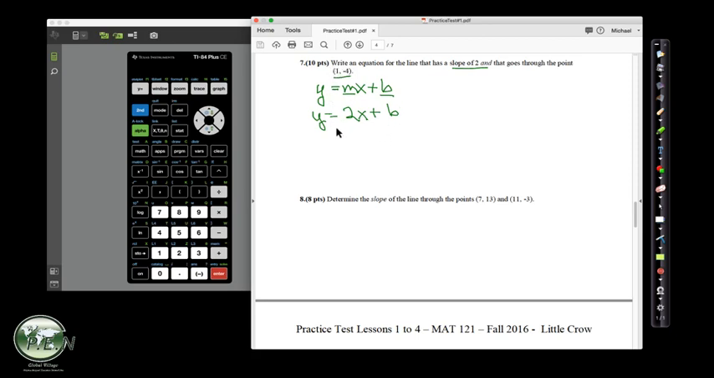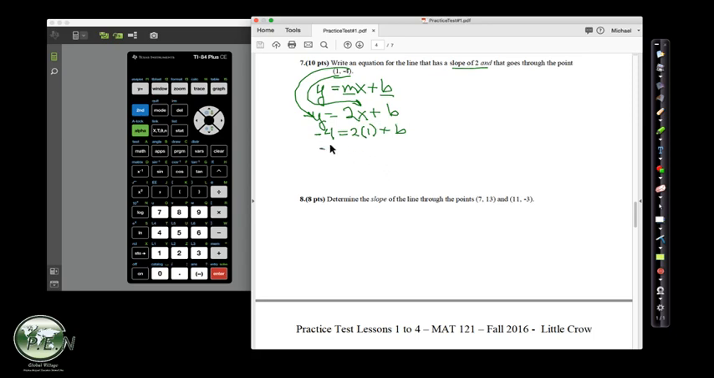So our next step is we have to get rid of 2 of these variables. We cannot solve an equation with 3 variables. So what we do is we take our point (1, -4), plug the x value in for x, and the y value, we plug that in for y. Okay, so then we're going to have negative 4 equals 2 times 1 plus b. And now we can solve it for b.